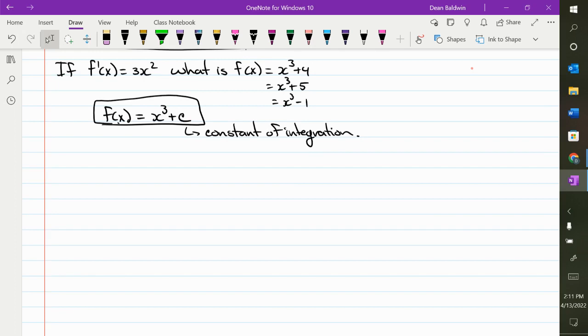Okay, so we would say this is the antiderivative of f of x.